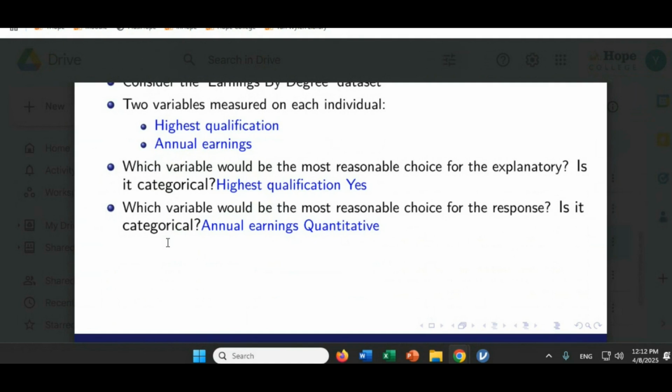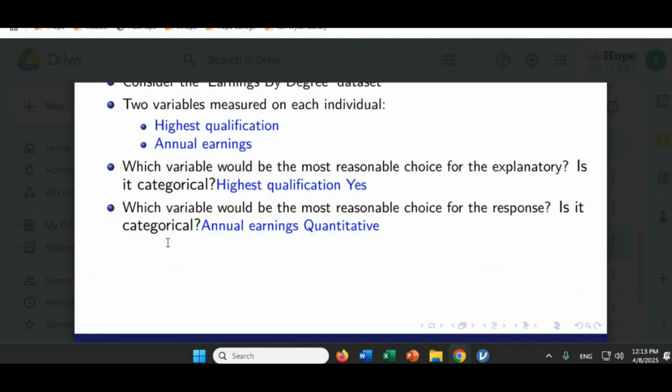Let me ask you a question. Can annual earnings be categorical? Yes, it depends how you ask the question. If you ask people, tell me your annual salary, then that makes it quantitative. But I don't know whether you've done any questionnaires like this before. Annual salary is often not asked in a quantitative way, but they ask you in a range. Did you see that before?